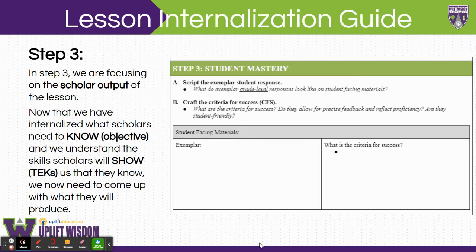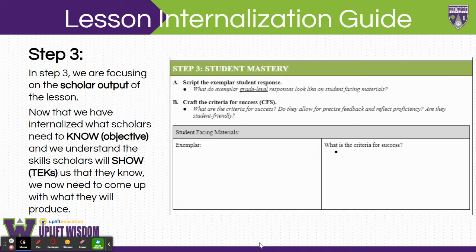All right, so today, look at that lesson internalization guide. It should be one of your tabs. Today we're picking up on step 3, which is based on you scripting out your exemplar. An exemplar is basically any activity that you give the students, you need to do it to the mastery that you want students to get to. So you need to make yours as perfect as you want students to get to. Yours is the end goal.